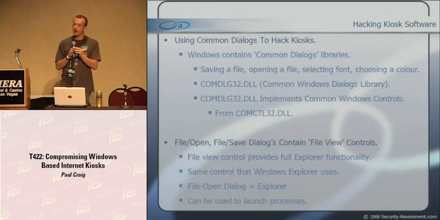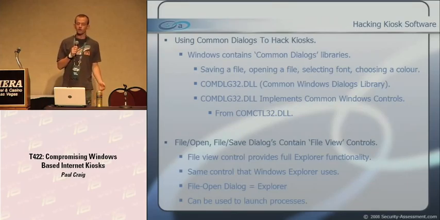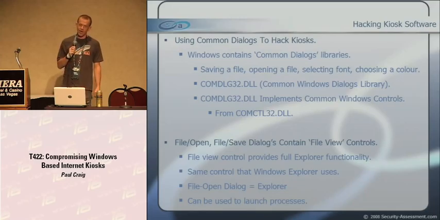We can use common dialogs to hack kiosks. This is a relatively known trick. Windows contains common dialog libraries. These are things like saving a file, opening a file, selecting a font, and choosing a color. These come from comdlg32.dll, the common Windows dialog library. Now, comdlg32.dll implements common Windows controls. These controls come from comctl32.dll.